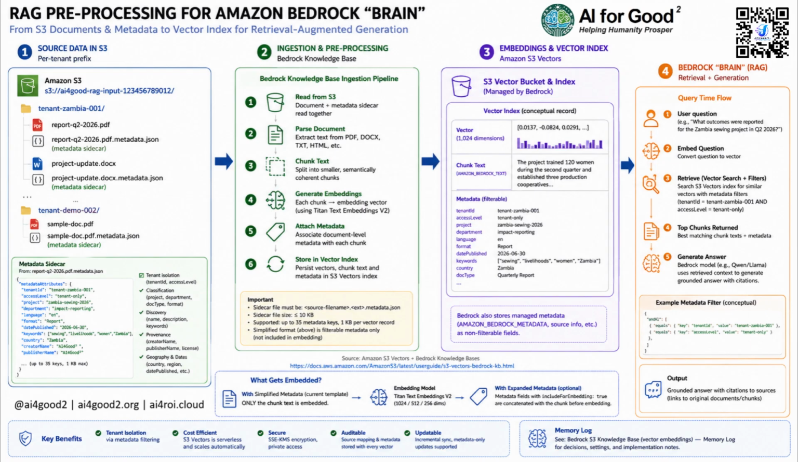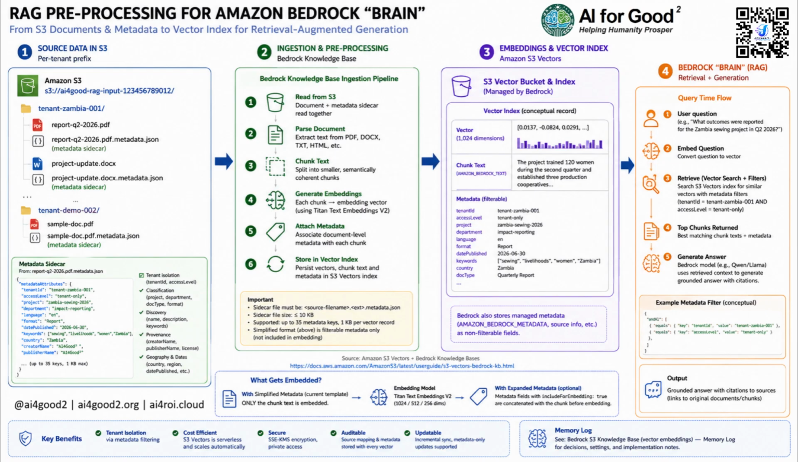In the top left of the vision, S3 stands wide. Tenant prefixes holding stories inside. PDFs and docs with metadata by their side. Zambia sowing dreams and projects that guide. Then the pipeline flows, center stage it gleams. Ingestion and pre-processing, fulfilling dreams.